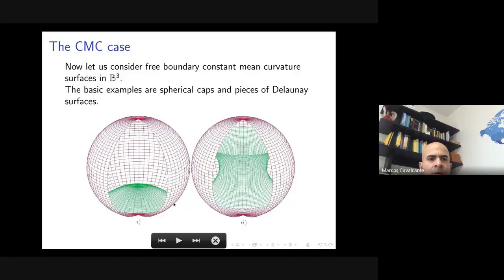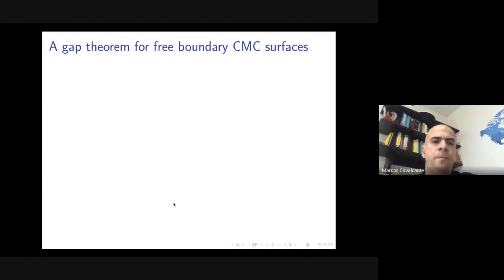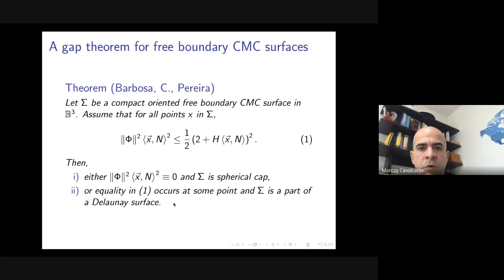So the first result I'd like to show you is a gap for free boundary constant mean curvature surfaces, analogous to the result of Ambrosio and Nunes. It's in collaboration with Ezequiel Barbosa and Edno Pereira. Now we have a compact free boundary CMC surface in the unit ball, and we assume that this inequality holds. Here we have the norm of the second fundamental form squared, the support function, and here we have a term which involves the mean curvature and again the support function.